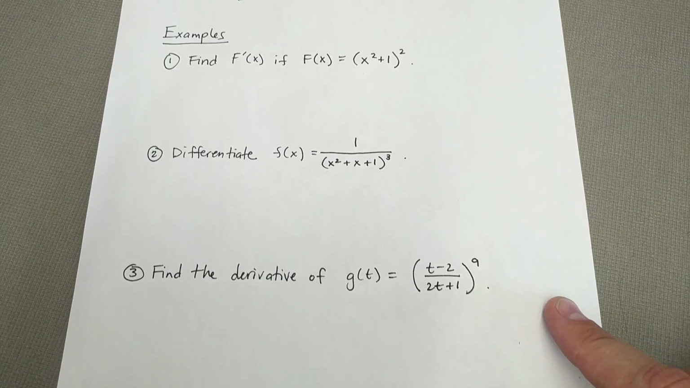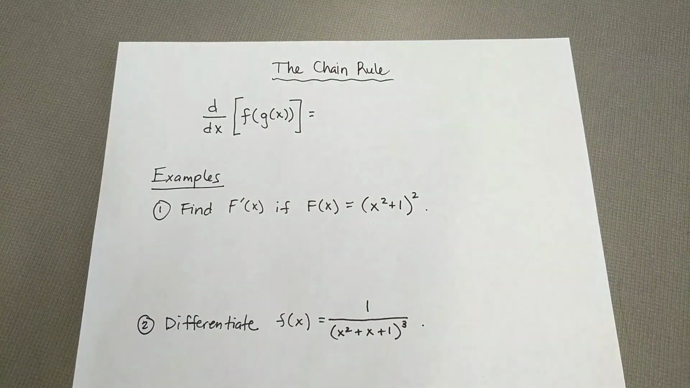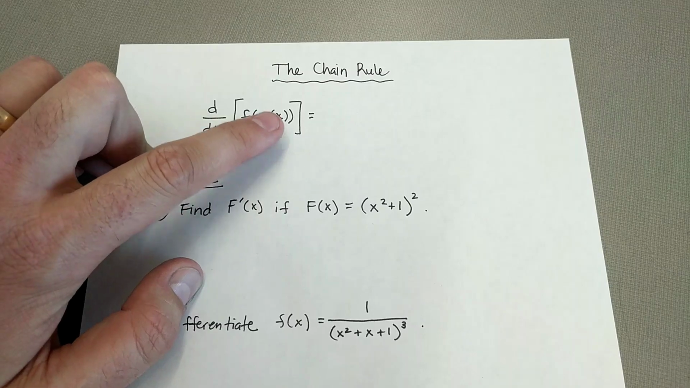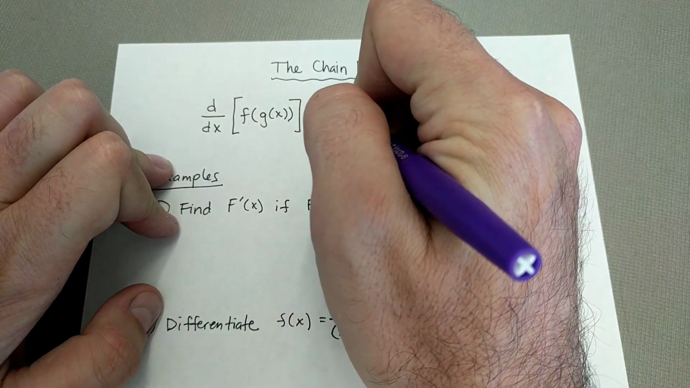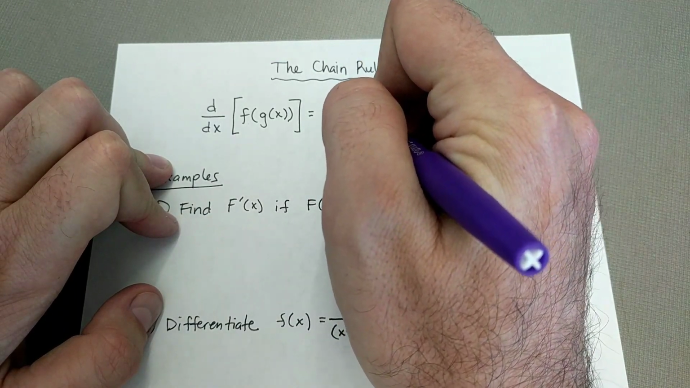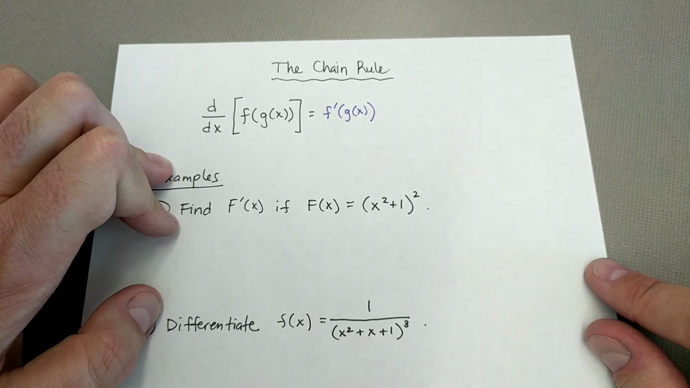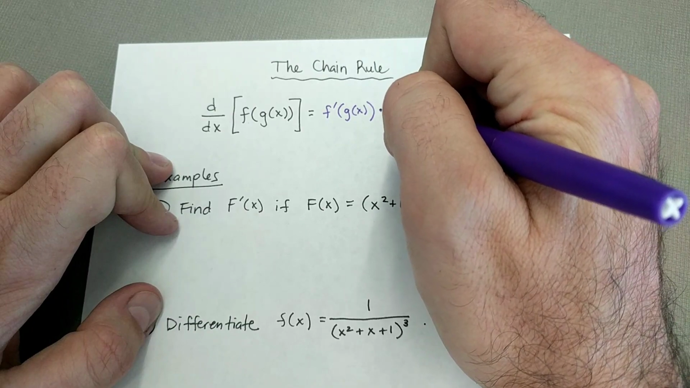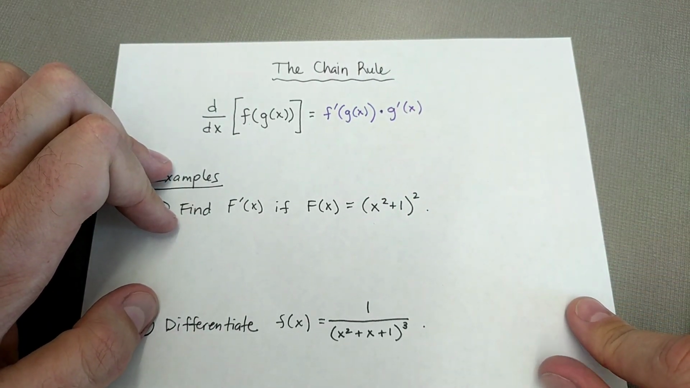So this is going to help us out with composite functions. So let's talk about what the rule actually is first. So the chain rule, if you're trying to take the derivative of f of g of x, then the derivative is first, the derivative of f with the original inside function still plugged in there. And that is going to be times the derivative of g, so the derivative of the inside function.